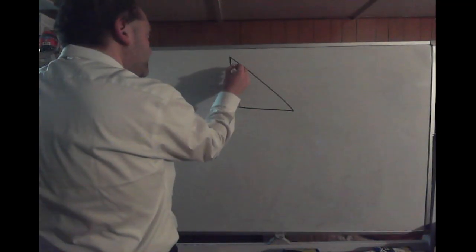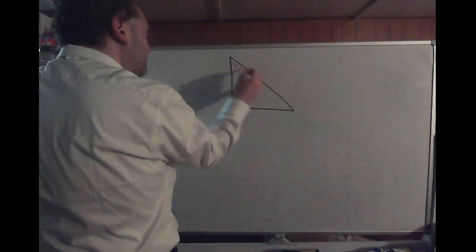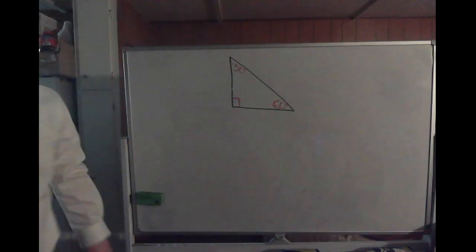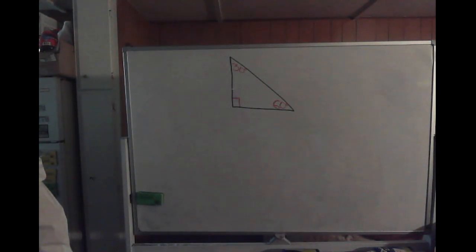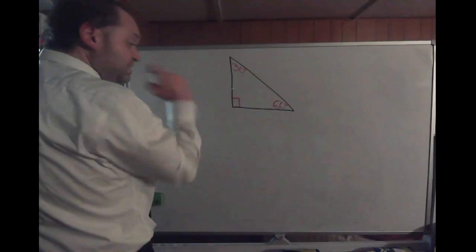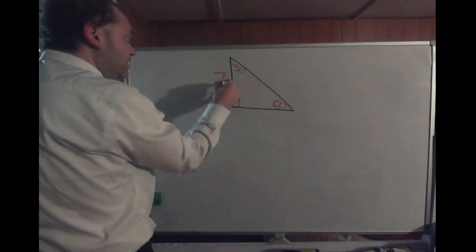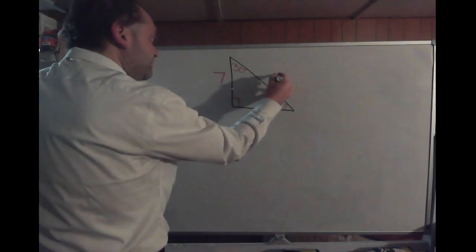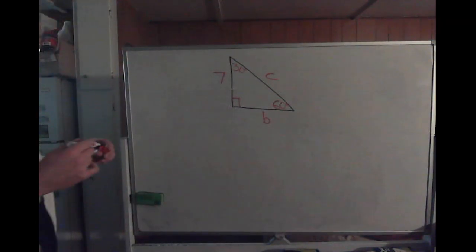This would have 30 degrees up here. This would be 60 degrees right here. Let's see what we're given. Alright, so this time we have a length of 7 here. We have a length of B here, and then we have the length of C for the hypotenuse.